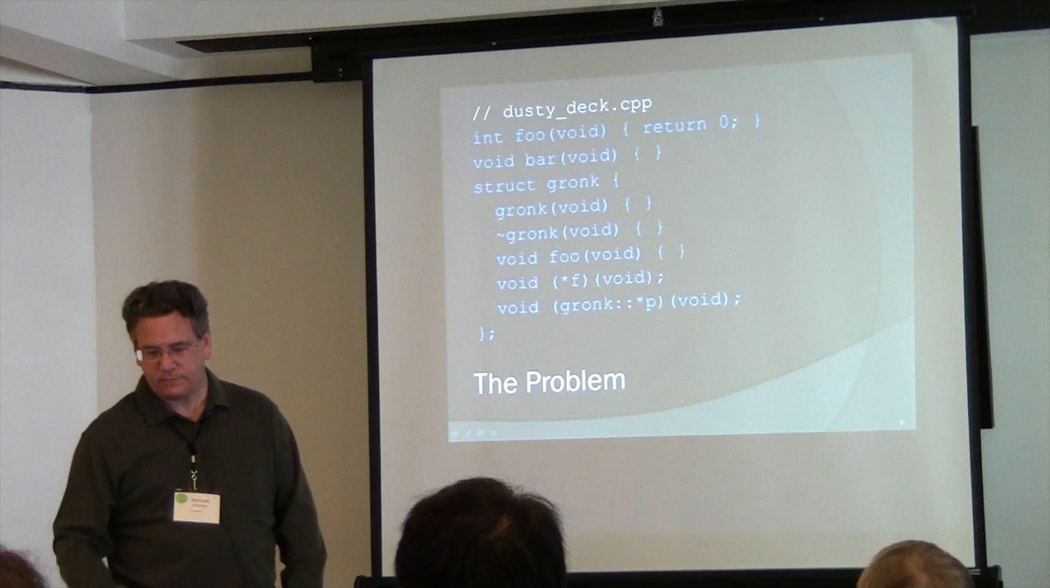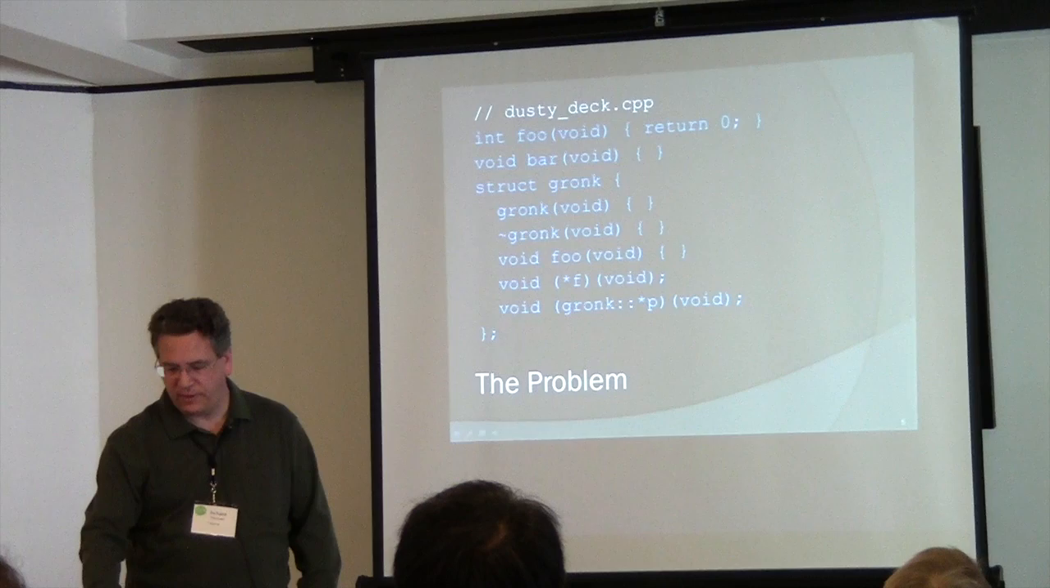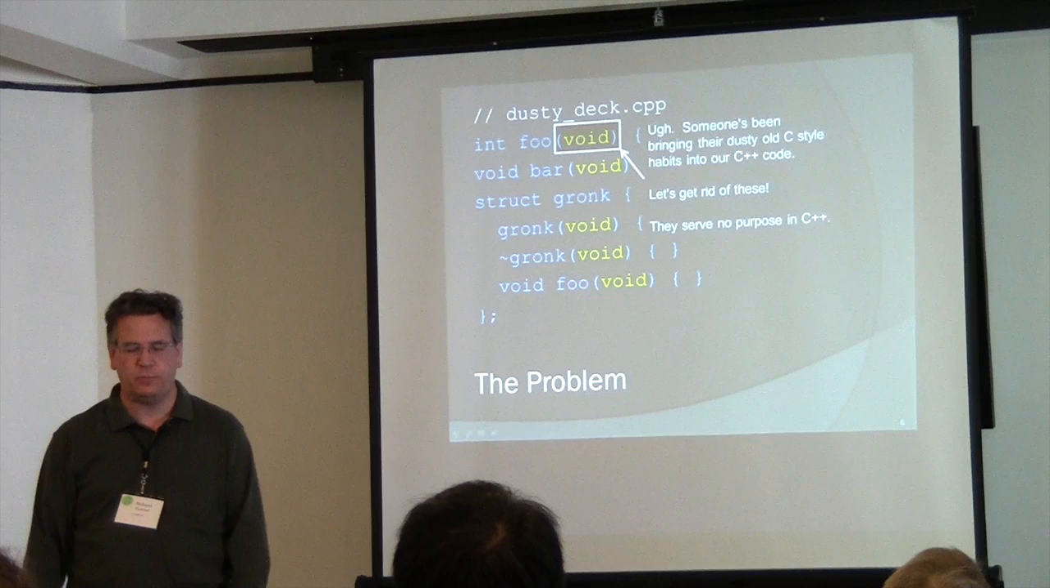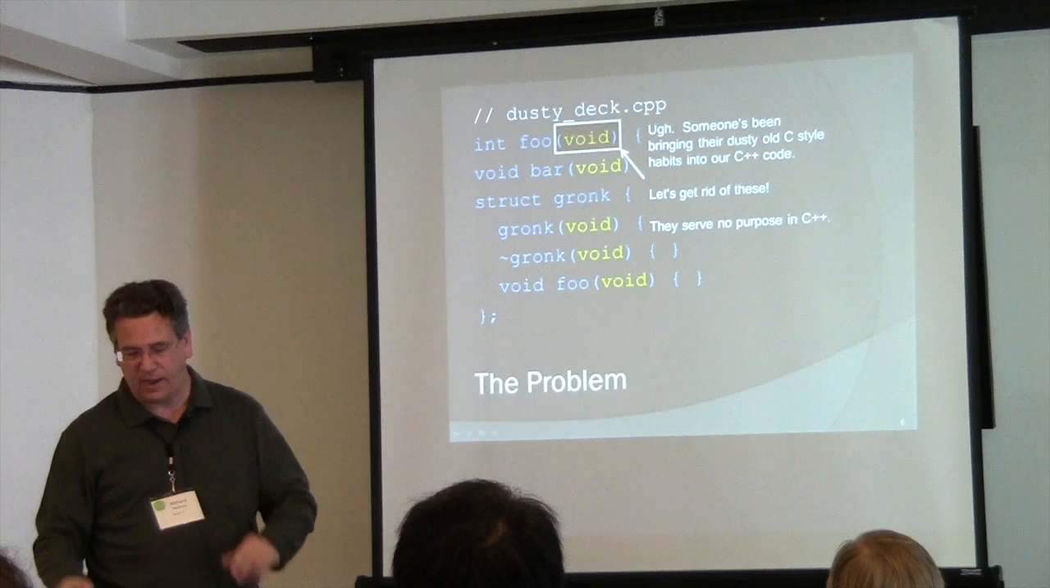So here's an example, the problem we're going to look at today. We've got this source file, and the thing that is in here is that some guy with dusty old C habits has been putting useless voids in all the empty argument lists, and we think that's stupid and just a complete pointless distraction, so we want to get rid of that. And that's the tool we're going to build.